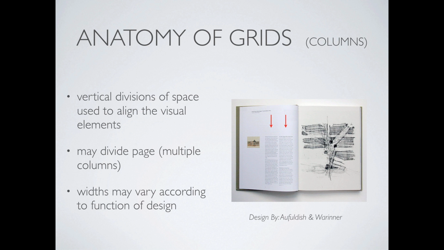Technically speaking, your English paper or your history paper is a column layout. It's just one column, one big column of text. If we were writing a newspaper or a magazine, we'd be using multiple columns.